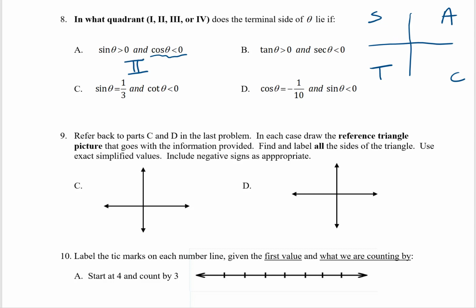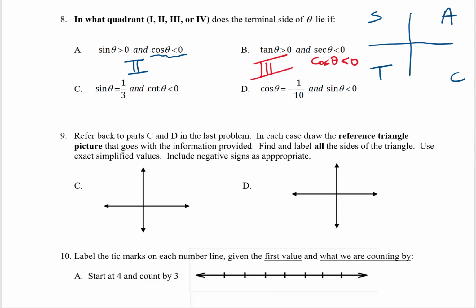Okay, how about part B? Let's see, tangent is positive. Well, I could be here or I could be here. Secant doesn't fit in with the All Students Take Calculus, but secant is just the reciprocal of cosine. So if secant is negative, then I know cosine is negative as well. Well, again, the first quadrant is out then. Cosine is negative here in the third quadrant, so I must be in quadrant 3.